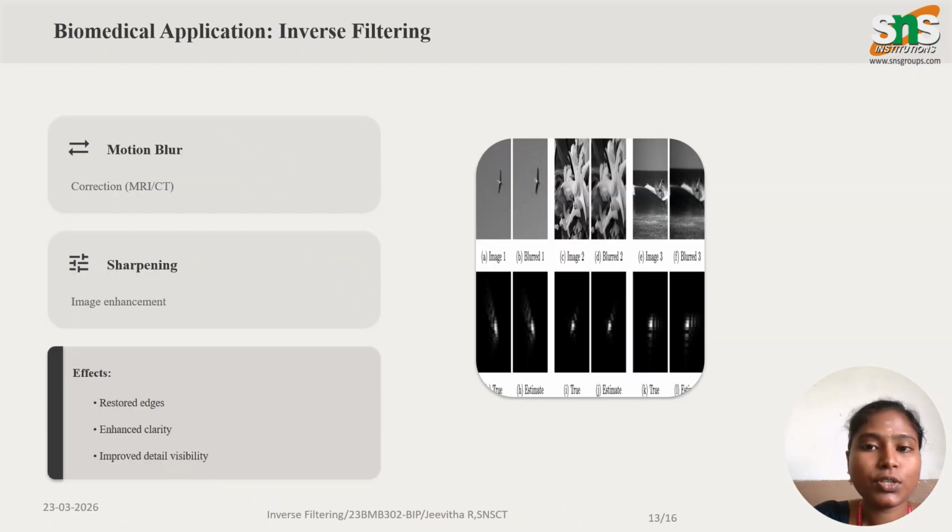Inverse filtering is used in biomedical imaging for motion blur correction in MRI and CT. Image sharpening and enhancement are also done. The results from inverse filtering: it restored edges, improved clarity, and gave better visibility of fine details. However, due to noise sensitivity, it is used carefully.